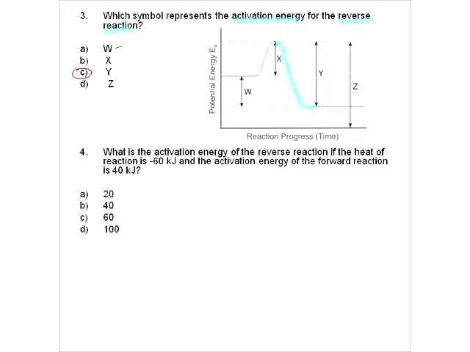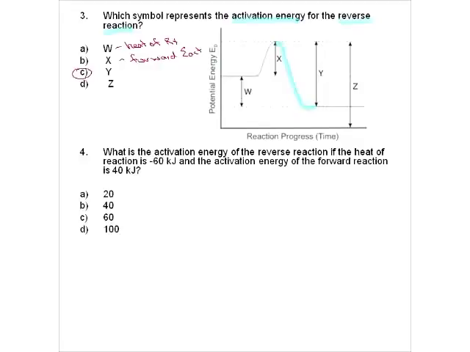W represents the heat of reaction. Okay, X is representing the forward activation energy. And Z is not representing anything. That's simply representing the energy of the activated complex, the absolute energy. It doesn't really represent anything because we don't start at 0.